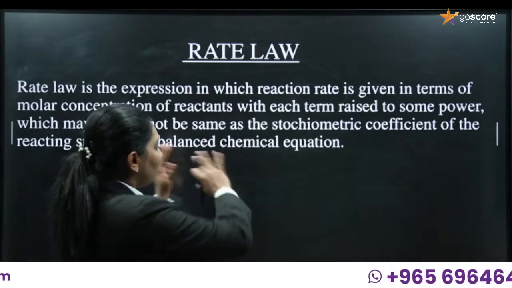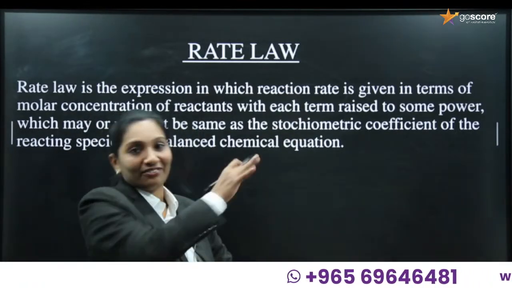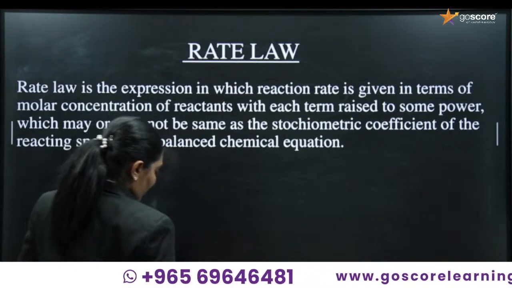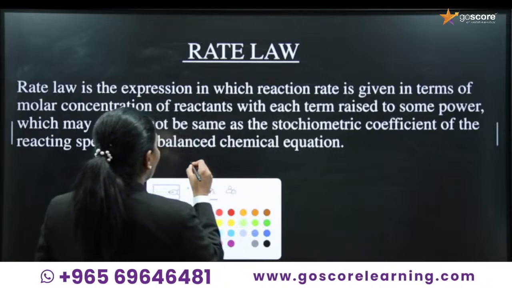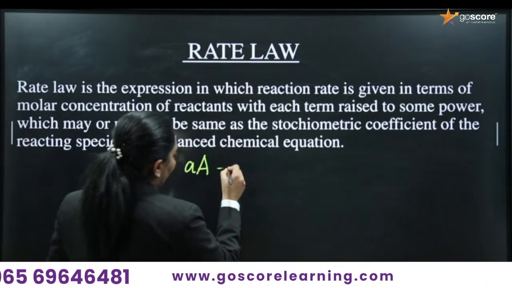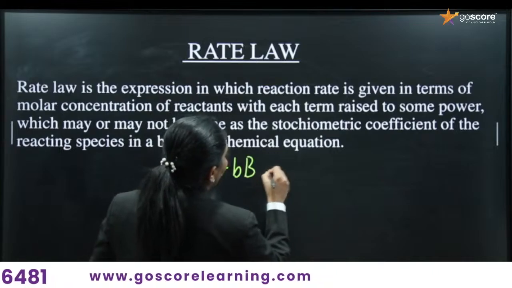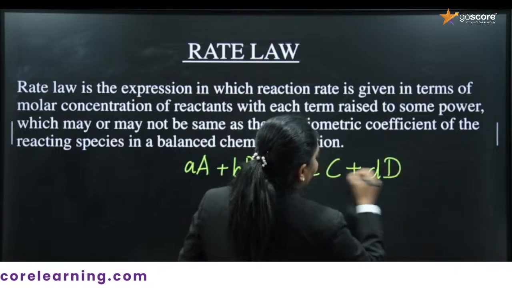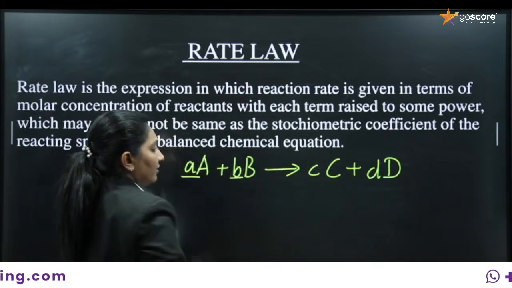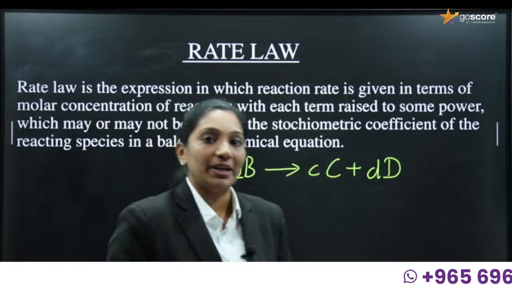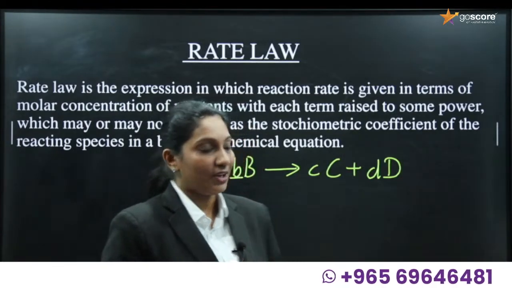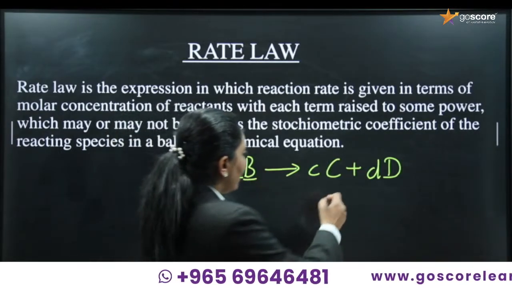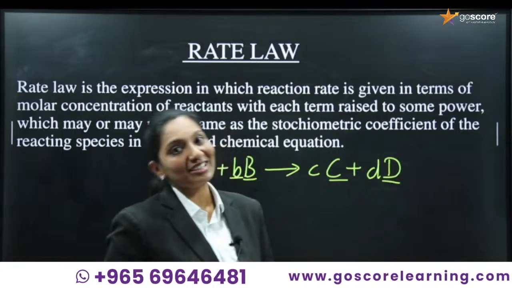Okay? So don't look at this. I will give you the explanation, then we can see what the rate law is. See, consider the equation aA + bB → cC + dD. What are the small letters? The small letters indicate the stoichiometric coefficients in the balanced equation. And what are these big letters? A and B indicate the reactants, and C and D are the products.